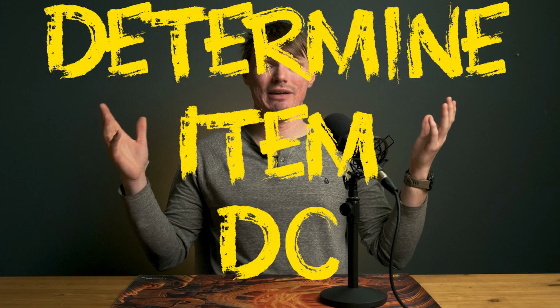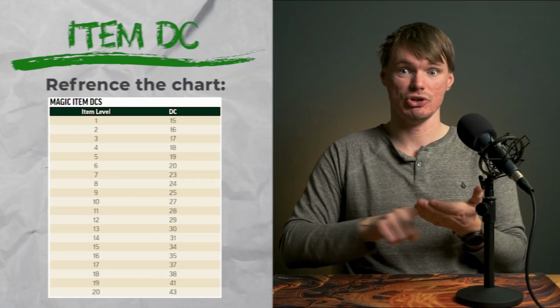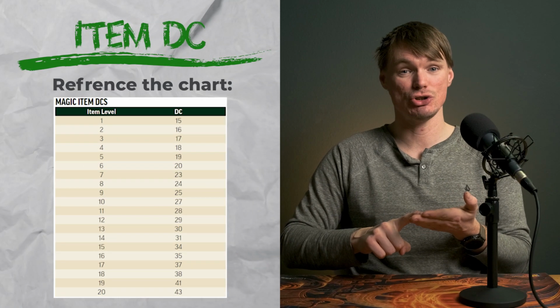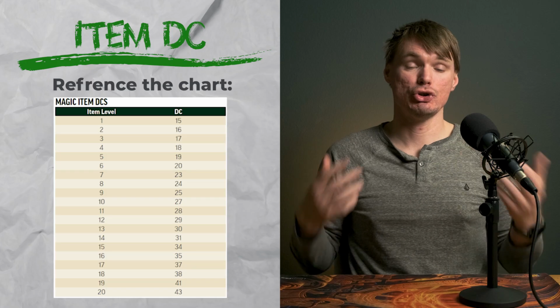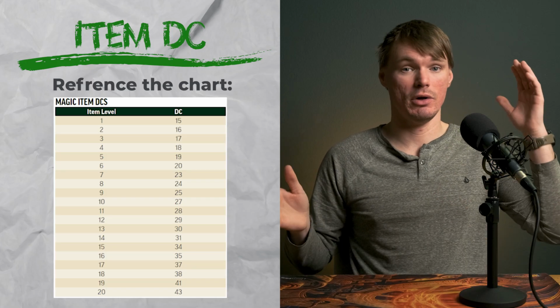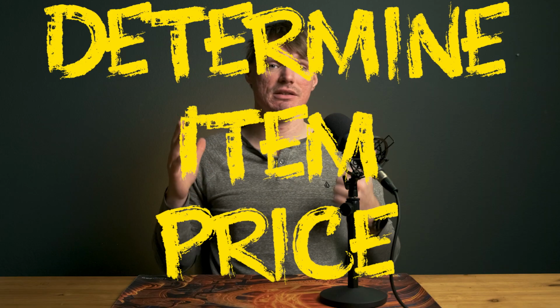Step 5 is determining the DC. Now that we have our level, everything is as easy as just referencing numbers on charts. We're going to go look at the chart called Magic Item DCs, and we're going to choose the corresponding DC for our item level. Step 6 is price.